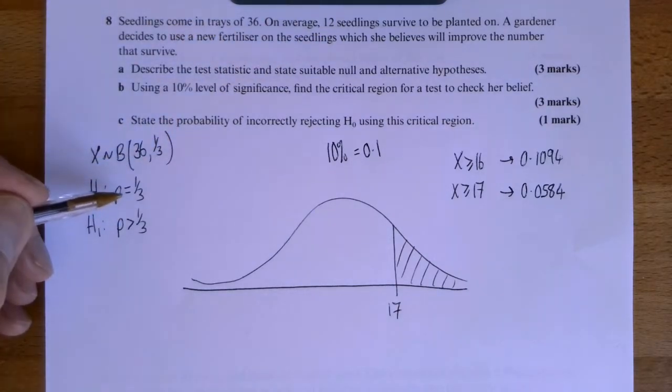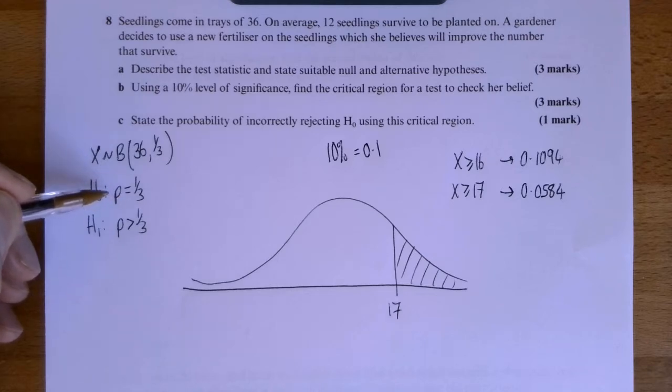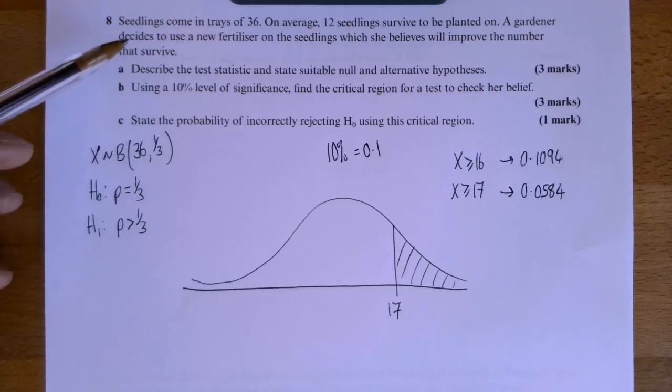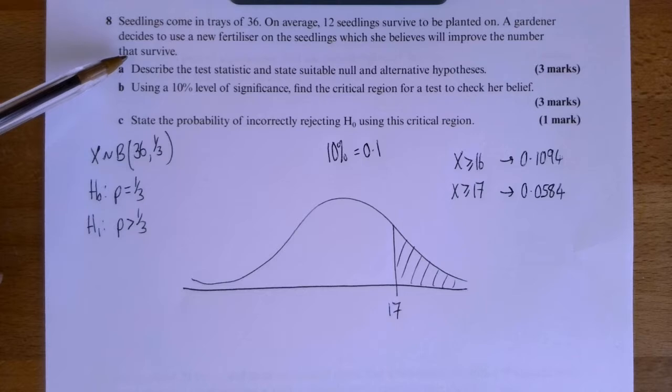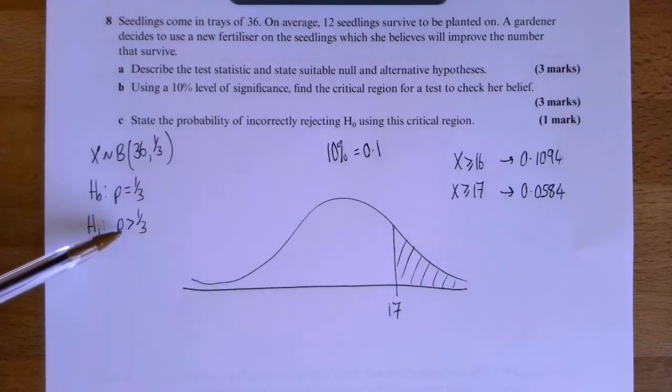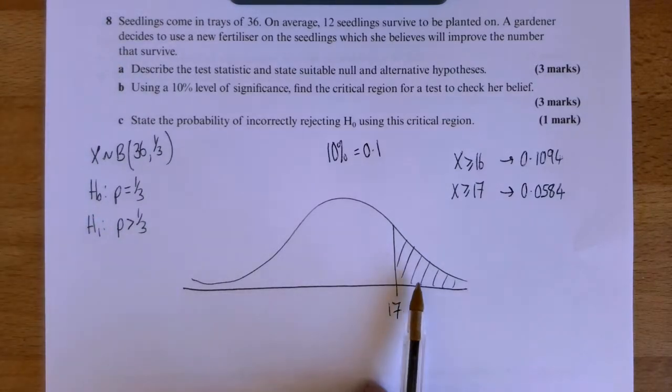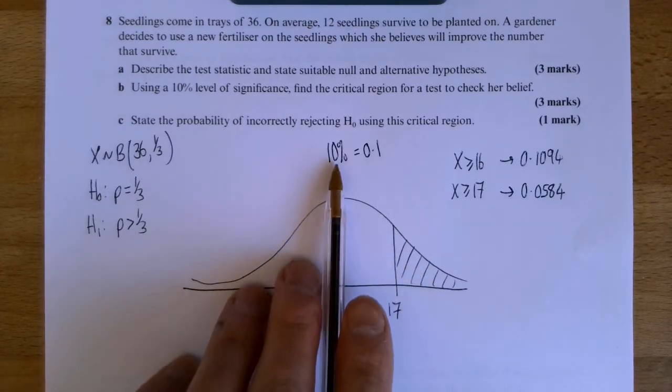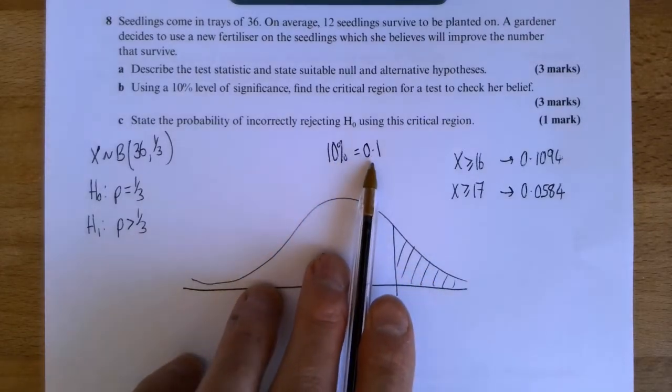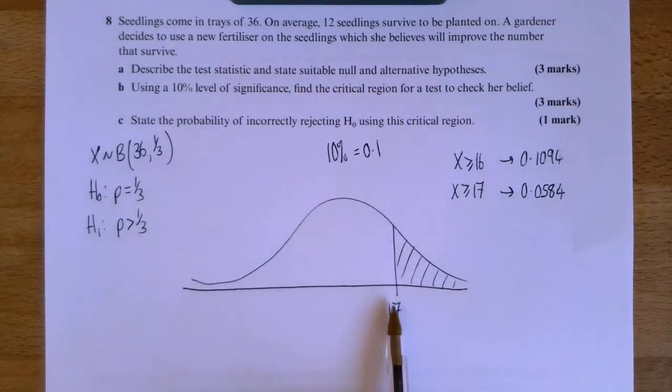And so that was your null hypothesis, that the probability was 1/3, but the gardener thinks she's going to improve the number that survives. So this is the alternative hypothesis. So that means we're looking at the upper tail. And we were testing at the 10% significance level. So we were looking for the first value along here that gave us a probability of less than 0.1.